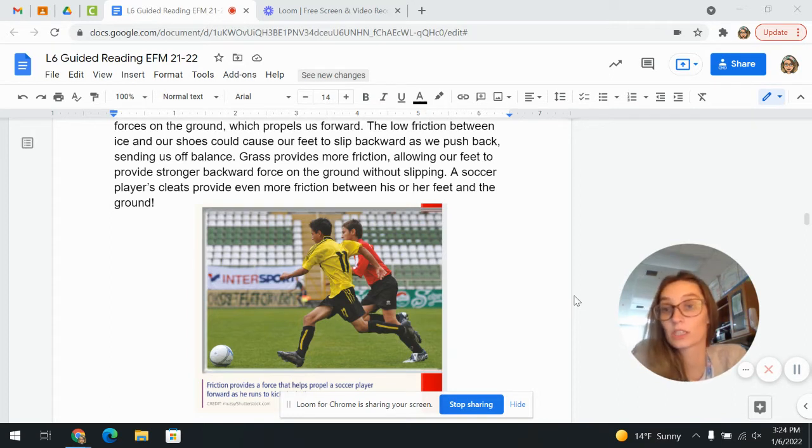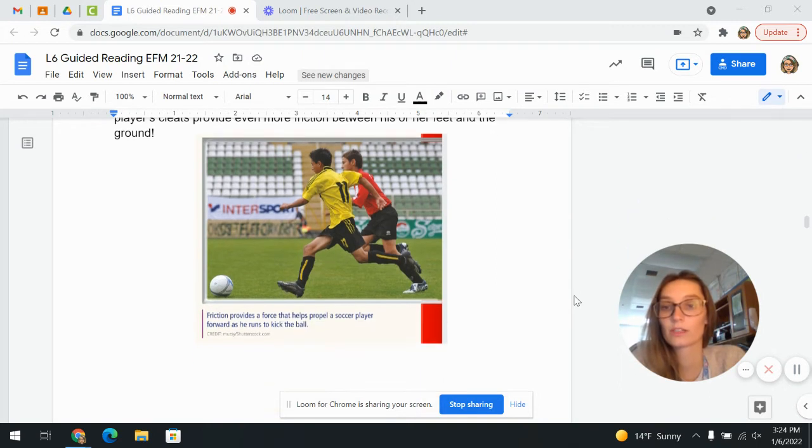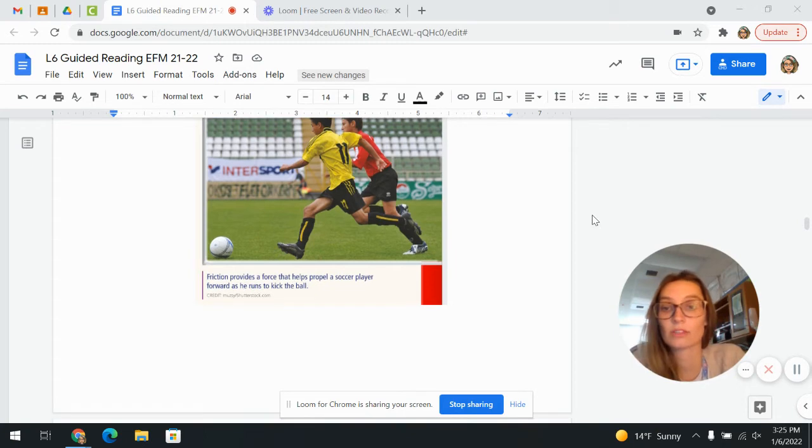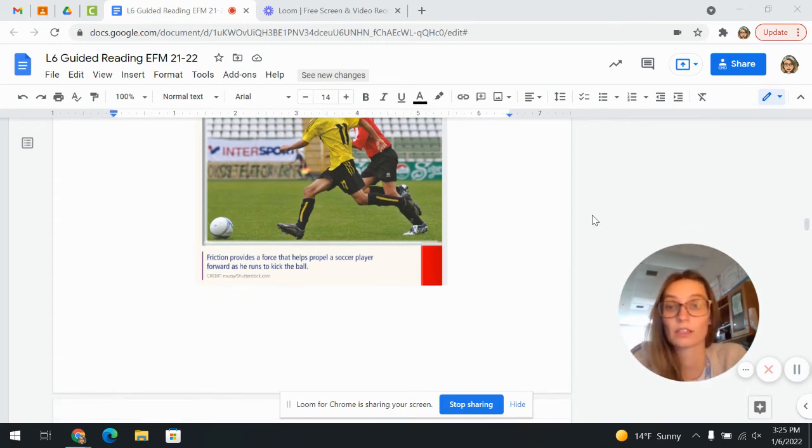A soccer player's cleats provide even more friction between his or her feet and the ground. You can see here a photo of soccer players. They have their cleats on, and the caption says, "Friction provides a force that helps propel a soccer player forward as he runs to kick the ball." So if the soccer player didn't have cleats on, they had normal shoes on, they would have less friction, or if they had nothing on at all, less friction compared to the cleats to the grass.